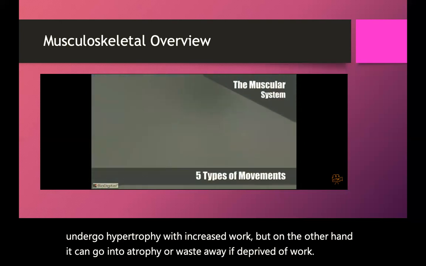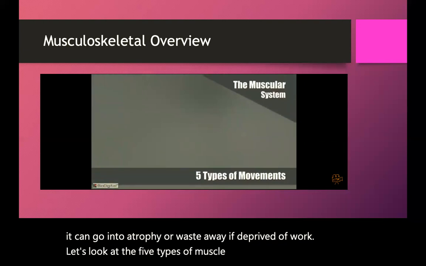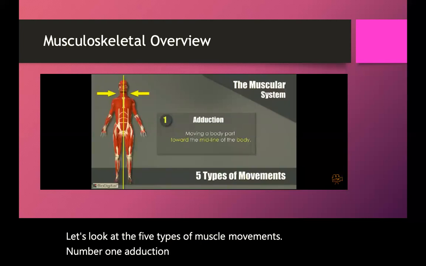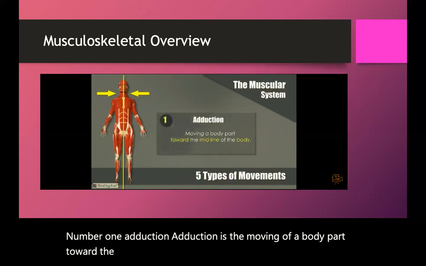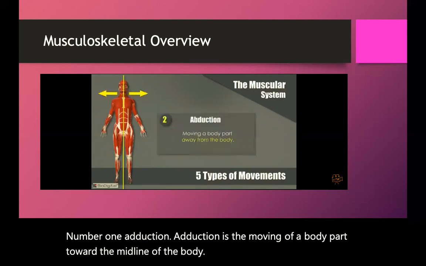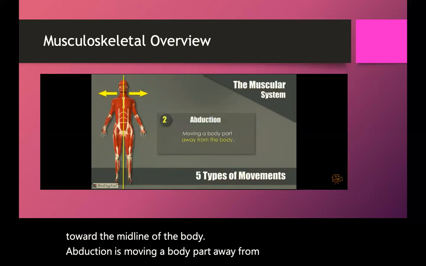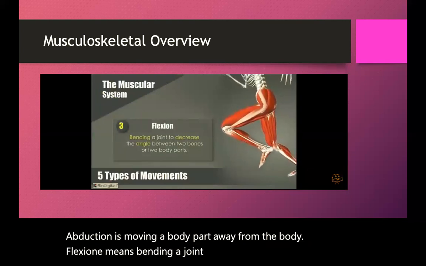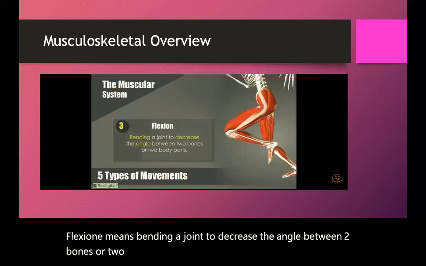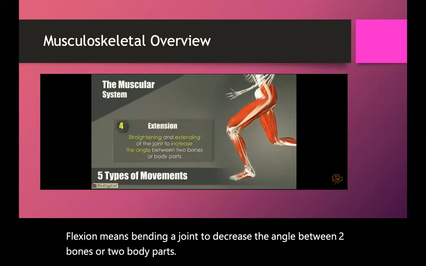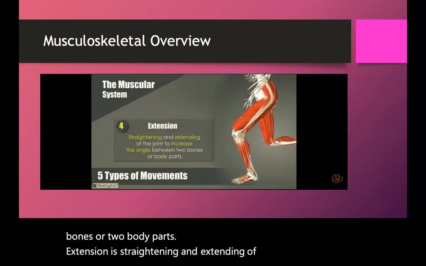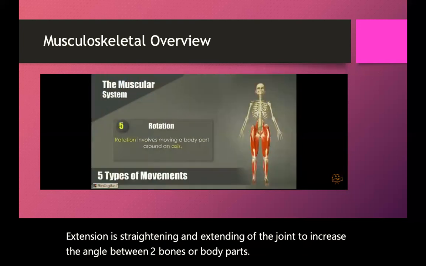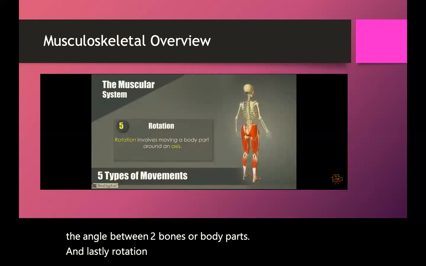Now, let's look at the 5 types of muscle movements. Number 1, adduction. Adduction is the moving of a body part toward the midline of the body. Abduction is moving a body part away from the body. Flexion means bending a joint to decrease the angle between two bones or two body parts. Extension is straightening and extending of the joint to increase the angle between two bones or body parts. And lastly, rotation involves moving a body part around an axis.